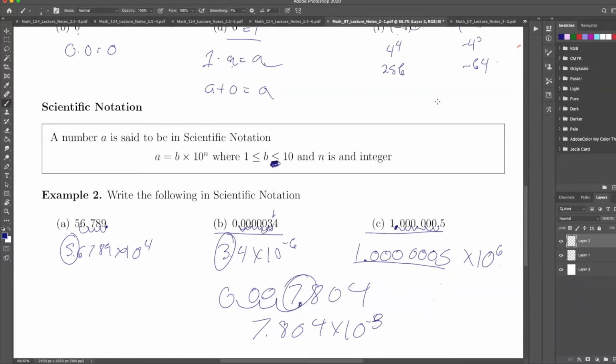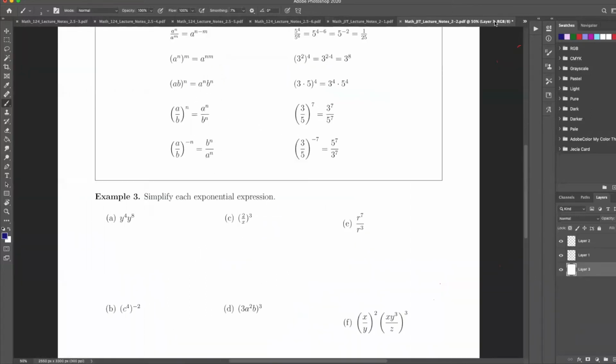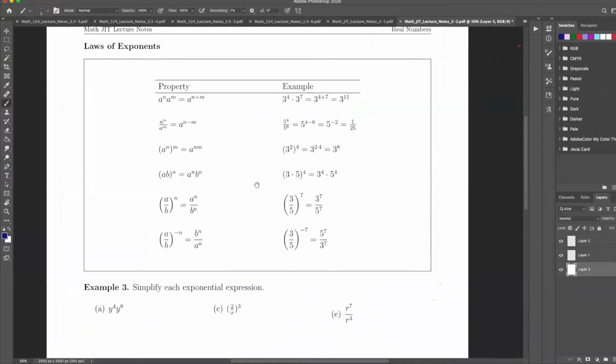There you go. All right. So let's talk about properties. And here I spent time to write in examples. So here's all your properties for exponents. Okay, so here's all our properties.